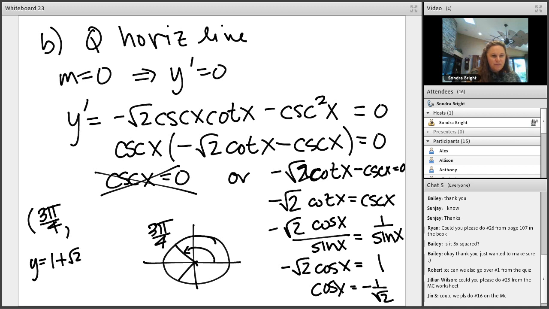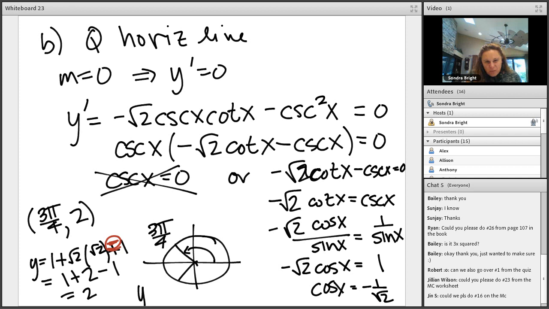Cosecant of 3 pi over 4 would be a positive rad 2 over 2. No, positive rad 2. And then plus a cotangent is 1. I made a mistake. Cotangent of 3 pi over 4. Oh, that's a negative 1. That's why. It's a negative 1. And so you end up with 1 plus 2 minus 1, which equals 2. And so your y value is 2.